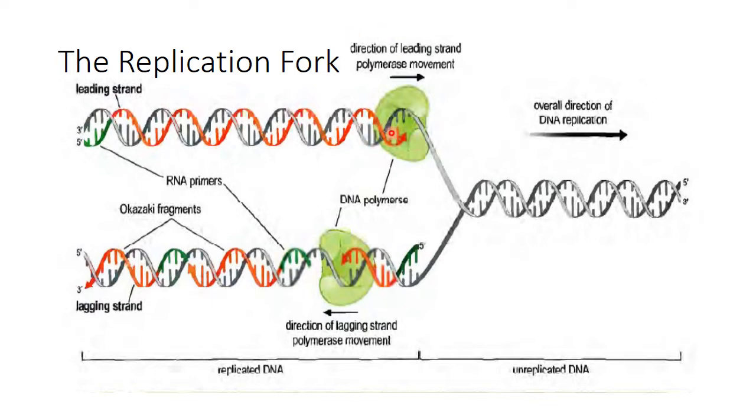All the proteins which are required to make this process happen move in one direction, that is from 5 dash to 3 dash, and this is called the direction of DNA replication. And all the proteins, all the enzymes which are involved are called the replication machinery. That is the term which is used.